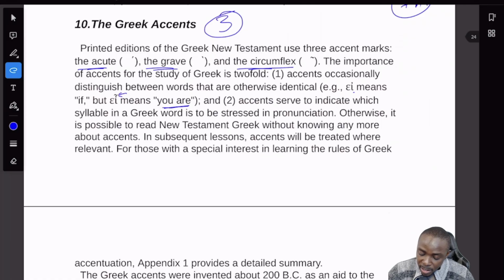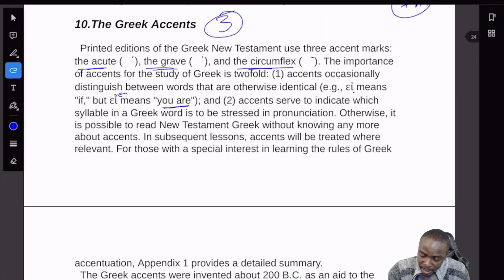Secondly, accents serve to indicate which syllable in a word is to be stressed in pronunciation. Otherwise, it is possible to read the New Testament without knowing any more about accents. As in, you don't need to know all that. You're not going to sing the text like Hebrew and all of that. So these 2 things, which syllable is stressed and differentiating between words, are really the main 2 reasons for learning accents. And these are the 3 accents that you're going to come across: the acute, the grave, and the circumflex. Then he continues.